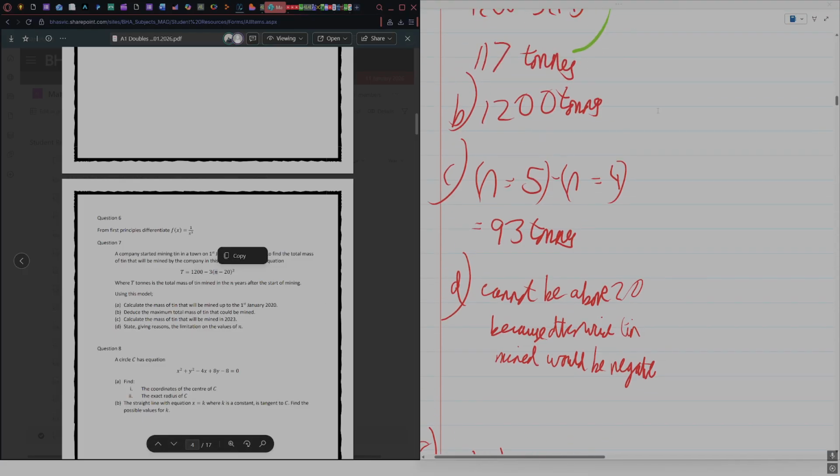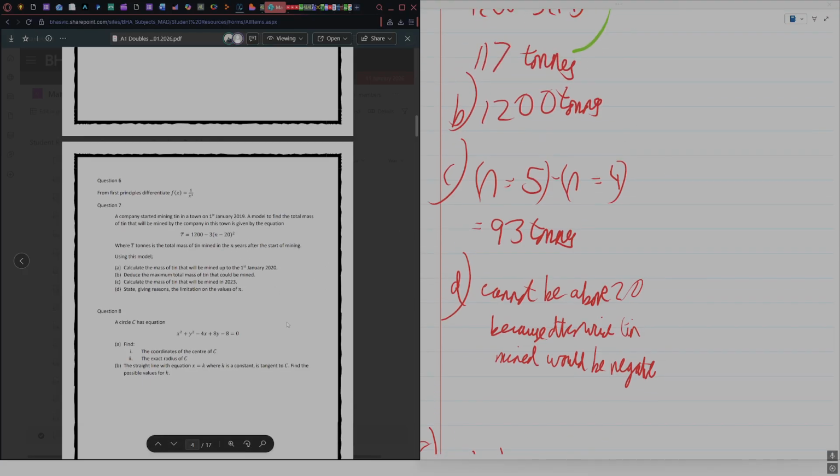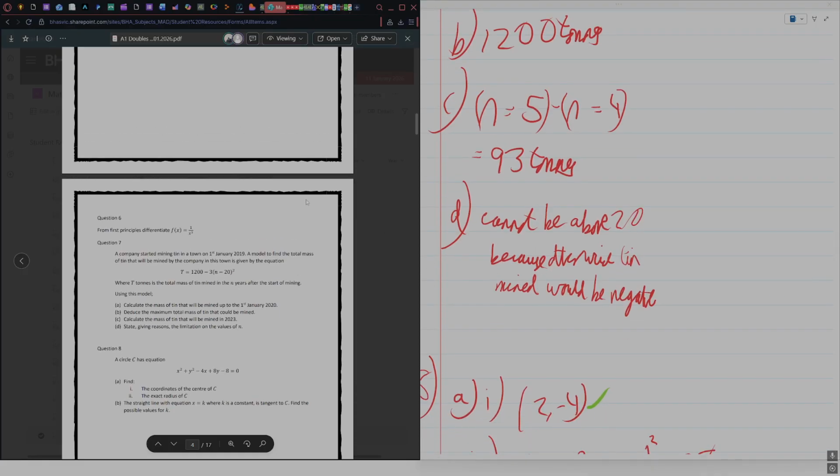The maximum is 1,200, but after 1,200, which is after n is 20, the total mass of tin is going to be decreasing, which doesn't make any sense because you can't. We're basically saying, oh, in 2024 we're going to have 1,200 total, and in 2025 we'll have 1,100. So we would have mined minus 100 tin, which doesn't make sense. Right, sorry, I don't know why that took so long to get out.